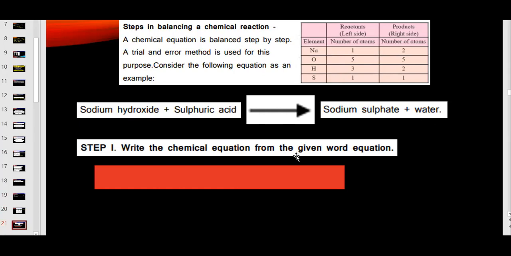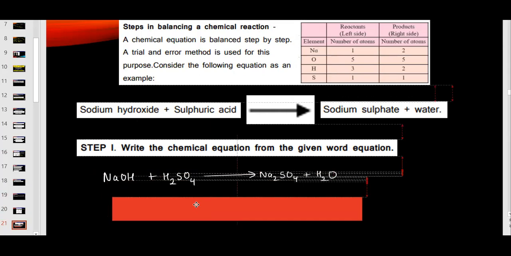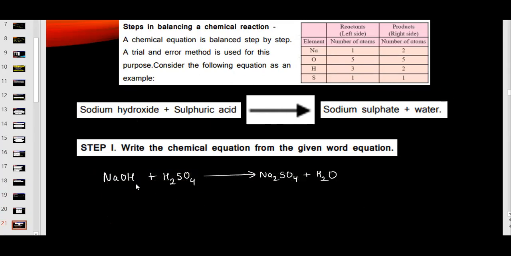Step 1. Write the chemical equation from the given word equation. So the word equation is given to you, and you have to write the chemical equation. Write the symbols. Sodium hydroxide is written as NaOH. Sulfuric acid is H2SO4. Sodium sulfate is Na2SO4, plus water H2O. This is the reaction we have written.